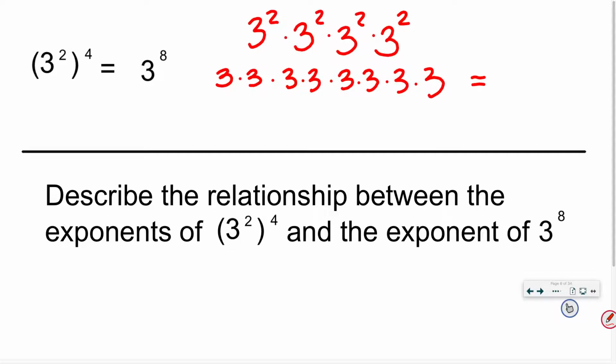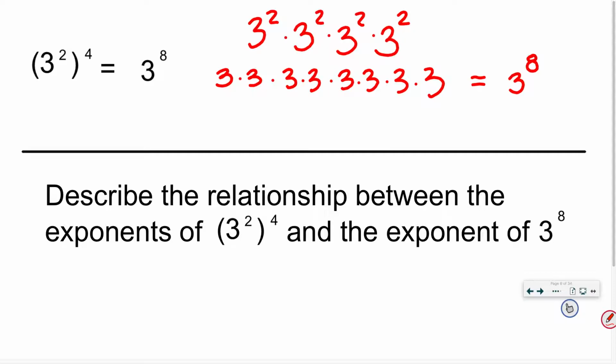What am I really multiplying? 3 times itself 8 times. So if I simplify this, it does simplify to 3 to the 8th. Now, as you look at this, think back to last week when we were learning the other 2 properties that we know already. There was a rule for the product property. If I was multiplying with the same base, I could add the exponents. There was a rule for the division property. If I had the same base, I could subtract the exponents.